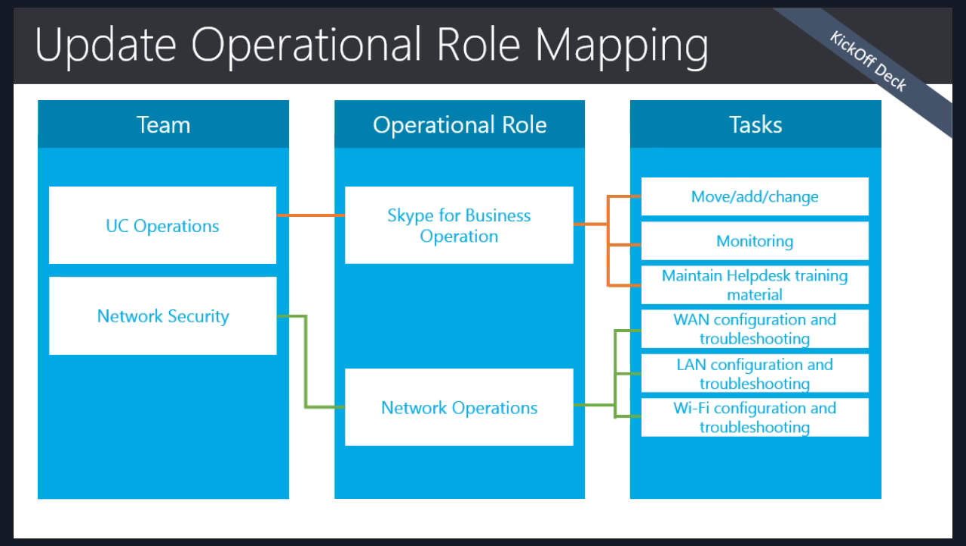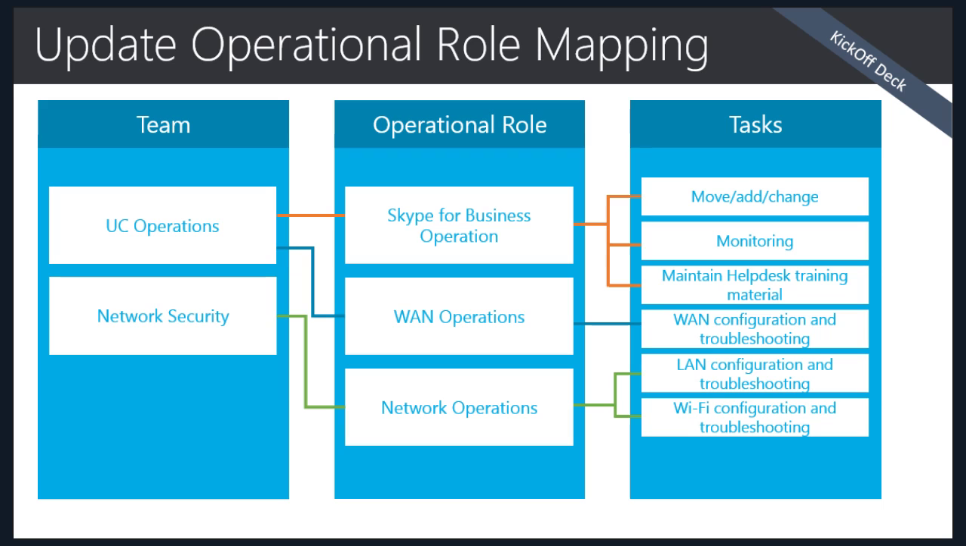What you can then do is introduce a new operational role. In our case, it's wide area operations, and you can easily link the task of wide area network configuration and troubleshooting to the new role, and link this new role to a different team. In our case, we link the task to the operational role, and the operational role can now be performed, in our example here, by the UC operations team.